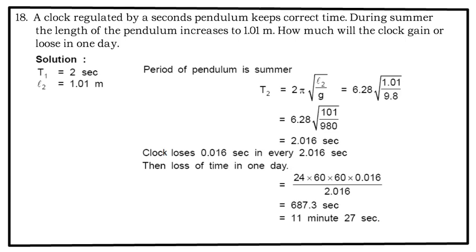Clock loses 0.016 second in every 2.016 seconds. So in one day, how much will it lose? You have to calculate the number of seconds in a day and the oscillations with respect to that. So 24 into 60 into 60 will give me total seconds, that is 86,400. Now divide that by 2.016, that will give me the number of oscillations made. Multiplying by 0.016 will give me the total time lost in that time. So it becomes 687.3 seconds, that is 11 minutes and 27 seconds.